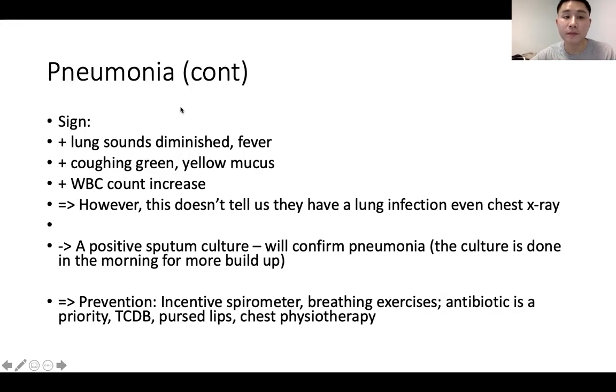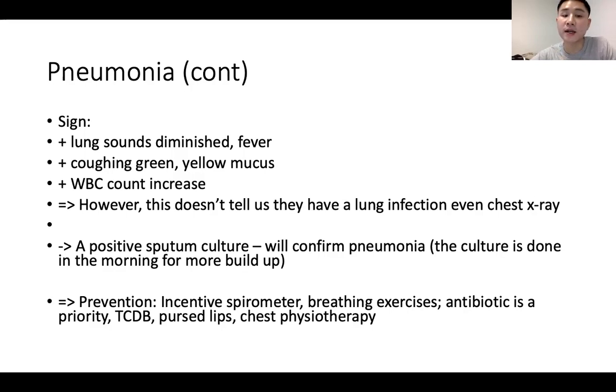Continuing with pneumonia. The signs we see in a patient who has pneumonia are diminished lung sounds, fever, coughing up green and yellow mucus, and an increased white blood cell count. However, these don't confirm a lung infection, not even a chest X-ray. A positive sputum culture will confirm the pneumonia.